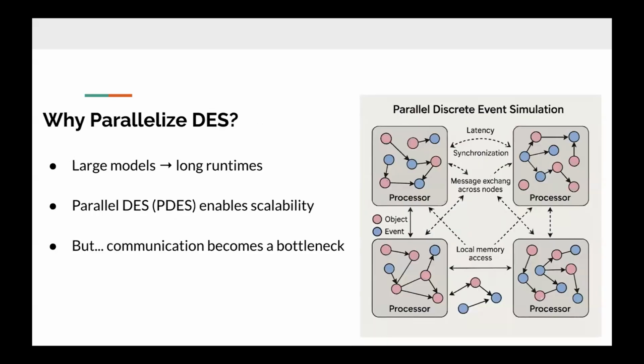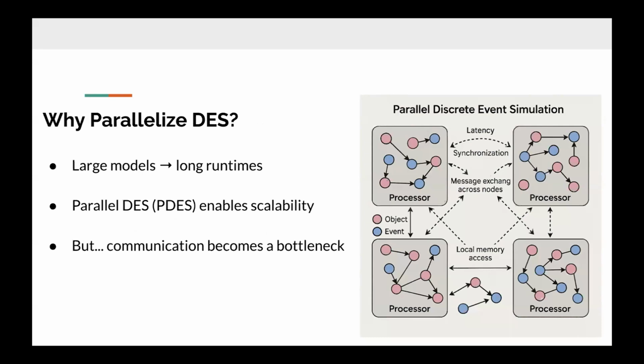As simulations grow, the complexity also grows. For example, when modeling a multi-core processor or a nationwide logistics network, the number of simulation objects and events can scale into the millions or sometimes even billions. A single core or sequential DES engine can't handle the load efficiently. So to scale up, we turn to parallel discrete event simulation, or PDES.